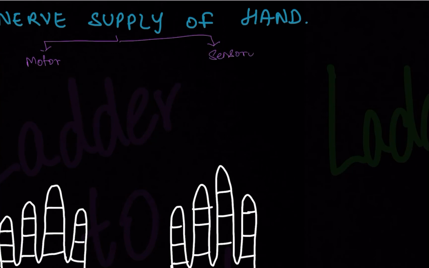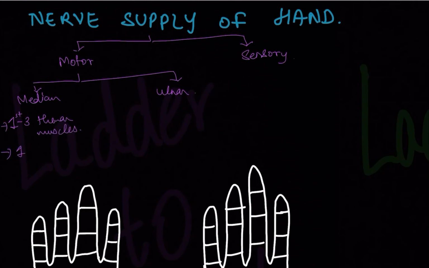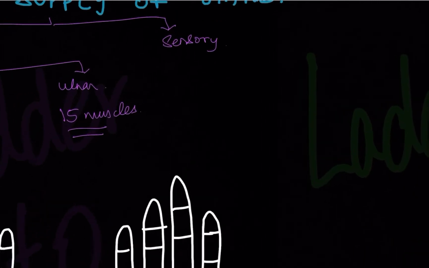For the motor supply, you have to know there are two nerves: one is the median nerve and another is the ulnar nerve. Median nerve supplies the first three thenar muscles, which we have done in the previous slide, and it also supplies the first and second lumbricals. How many are done? 5 are done. So the rest 15 muscles are supplied by the ulnar nerve, because in total they are 20. So median supplies 5 muscles, ulnar supplies 15 muscles. This was the motor.